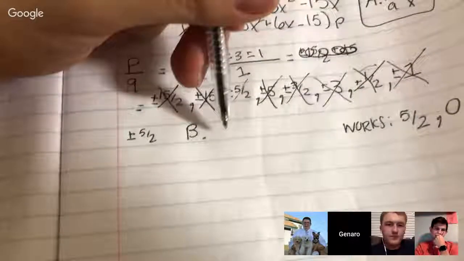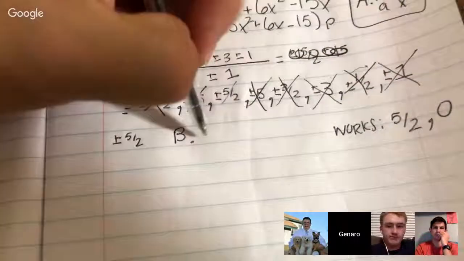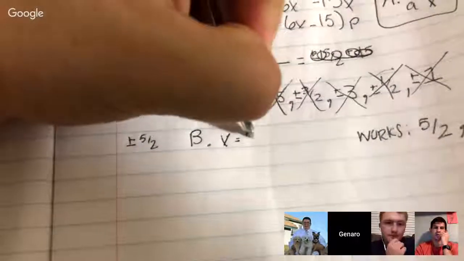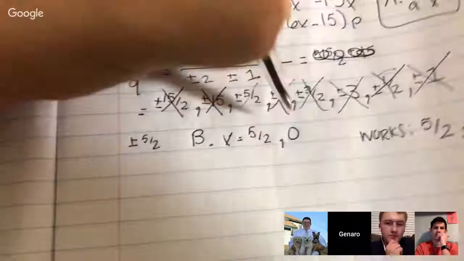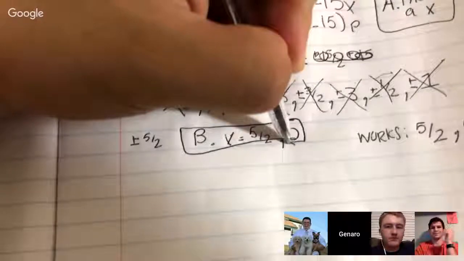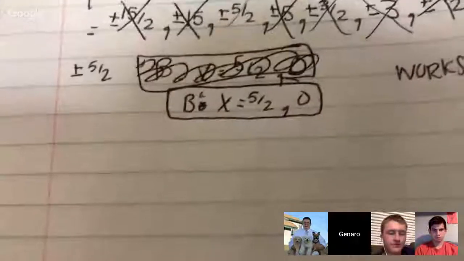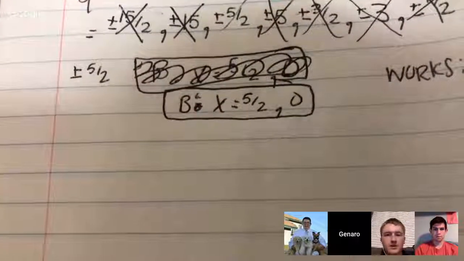So how should I word that? X equals 5 over 2 comma 0? Yeah, sure. Yeah, there you go. I'm going to rewrite that. So we all agree on that one? Yep. Yeah, I think that's great.